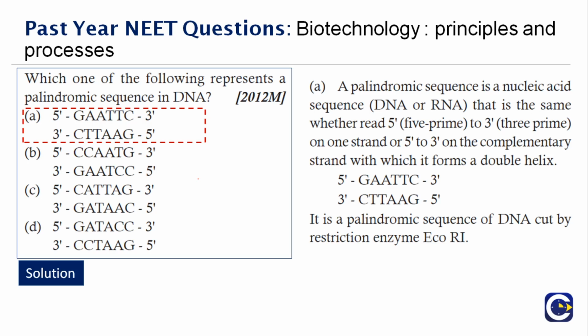So if you read it the other way around, see here, GAATTC, GAATTC. You read it the other way around also, you get the same thing. A palindromic sequence is a nucleic acid sequence of DNA or RNA that is the same whether you read it from the 5' direction or the 3' direction. So the common meaning of palindrome is this. Any way you read it, it will be the same. Therefore, the correct answer is option A.